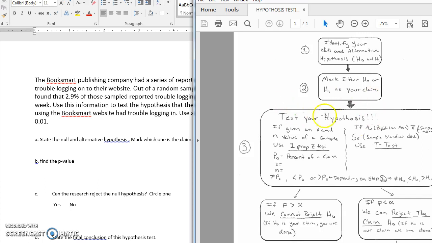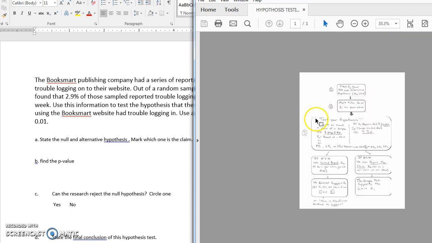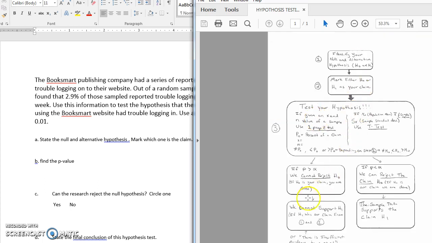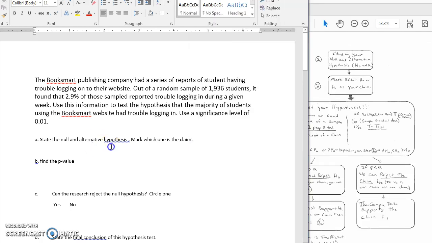I'm going to be sending this to you guys. This is what I like to use. It's kind of like a flow diagram for how we do a hypothesis test, whether it's a one prop z test or a t-test. So I'm going to describe this process over here, and we're going to work through a few problems. You might need to hit pause in this video because I'm going to work through this pretty quickly, so if you feel like you need to write some stuff down, you're welcome to do that.